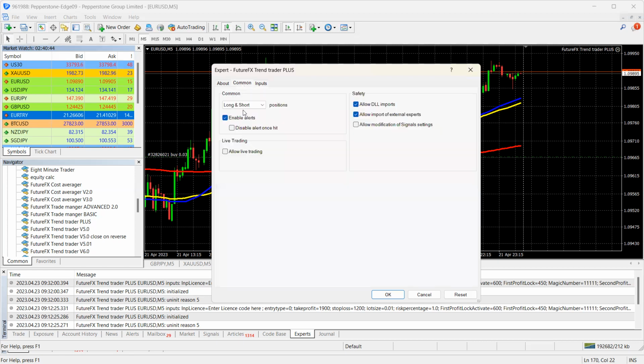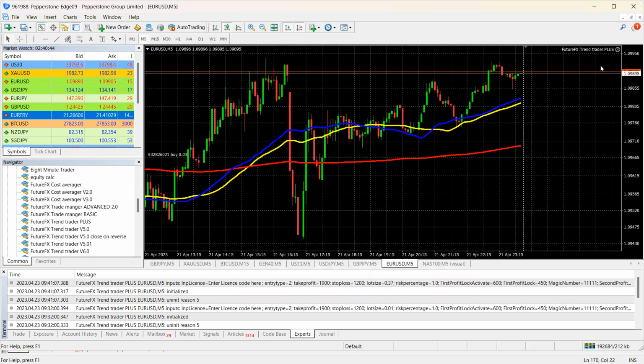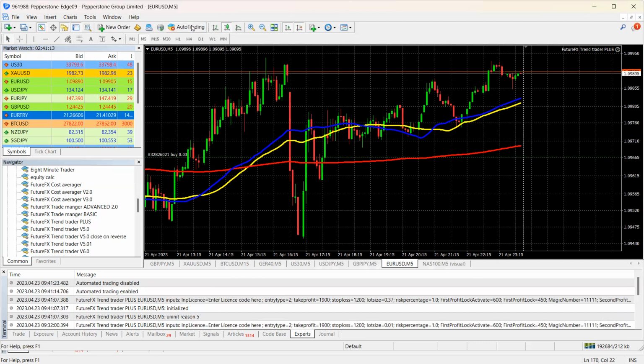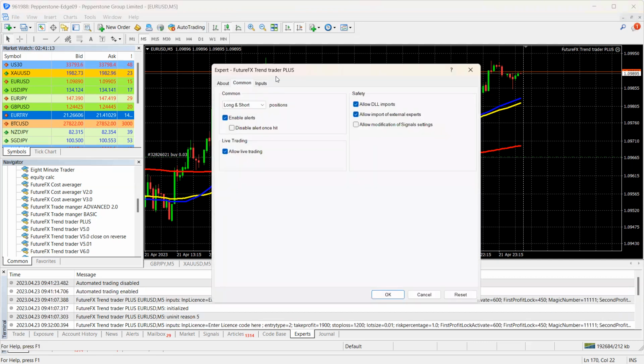The common tab here, you will need to make sure you have allow live trading checked. The smiley face is still sad. That's because I have auto trading turned off here as well. Now he's smiling. Okay, as long as you have the face smiling, the software is working. If you have that one turned off, or if you have that one unchecked, it will be a sad face and therefore not working.